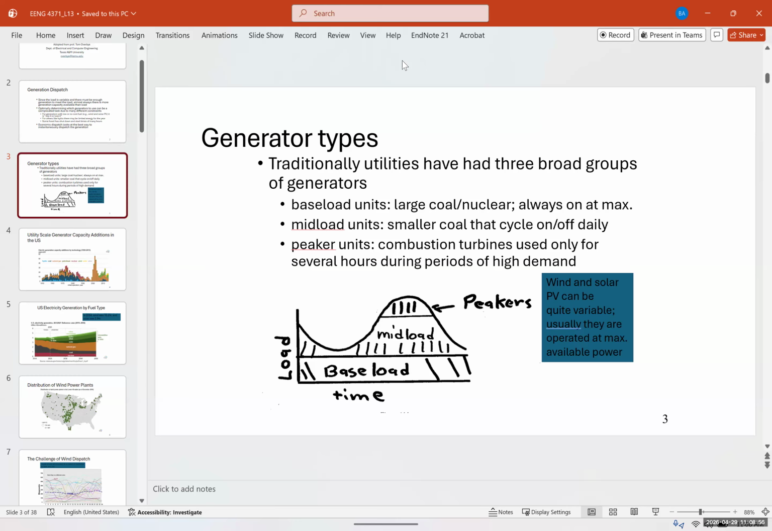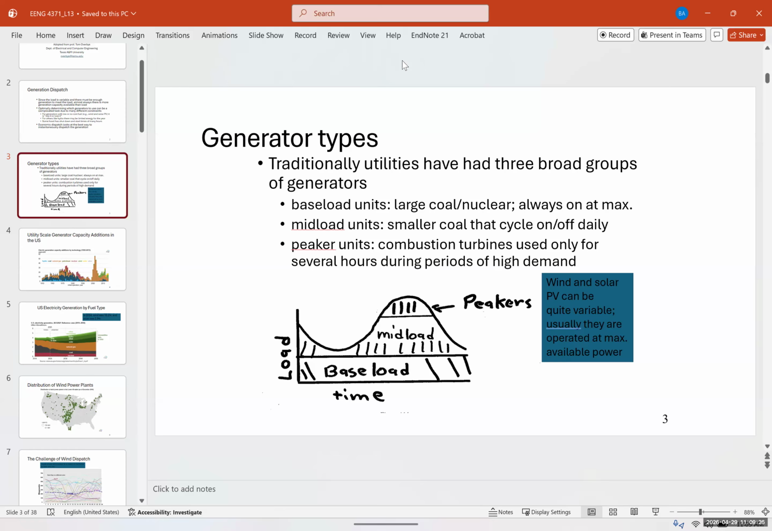So think of a hot summer afternoon when everyone's air conditioner is turned on, and we have an unusually hot summer, and we don't have enough generation, so we turn on these peak units. They are less efficient, but they are fast. That's the reason these are the most expensive option out there.